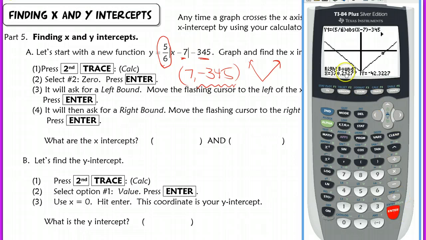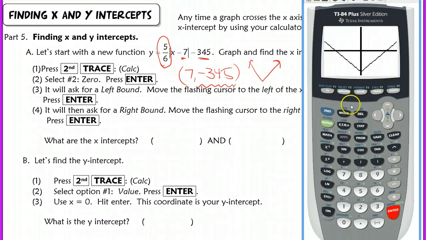And now it asks me for a right bound. Now I go to the right side of this x-intercept, so somewhere over here. Again, it doesn't matter where you hit enter. You see how you have these two things? This is showing that in between those two values is supposed to be your x-intercept. Now it's going to figure out exactly where that x-intercept is. When it asks you to guess, just hit enter. You do not need to guess.